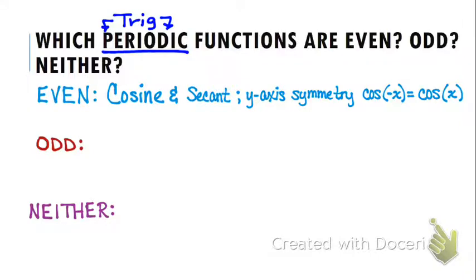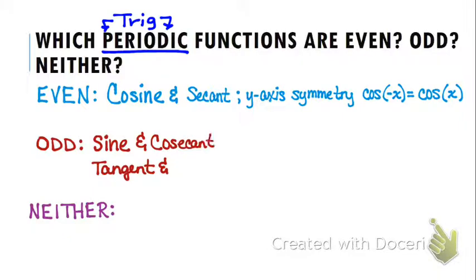What about odd? Sine and tangent. And if sine and tangent are odd, what else would have to be odd? Cosecant. And what else? Cotangent. Since they're odd, they have what kind of symmetry? Origin symmetry.